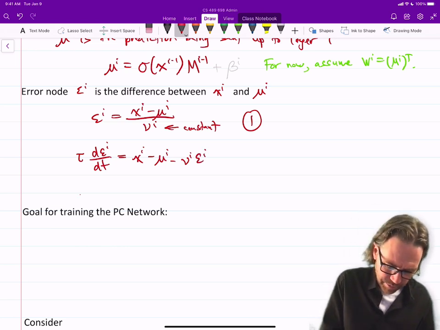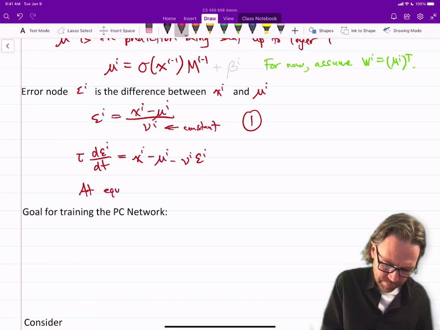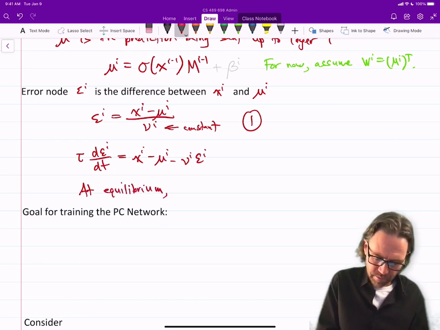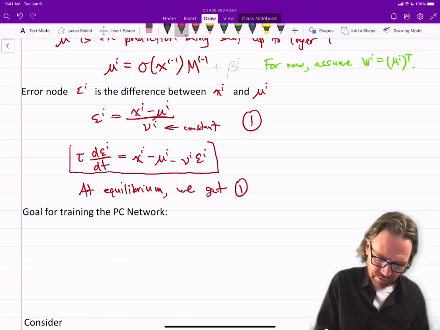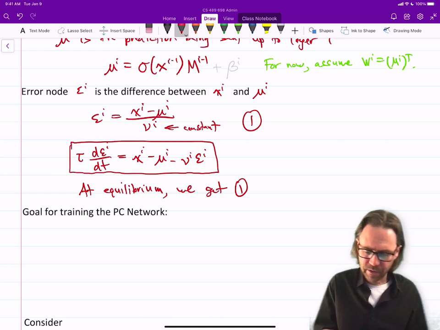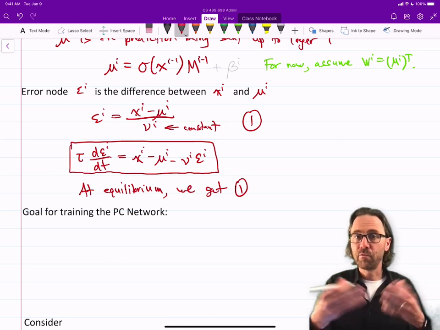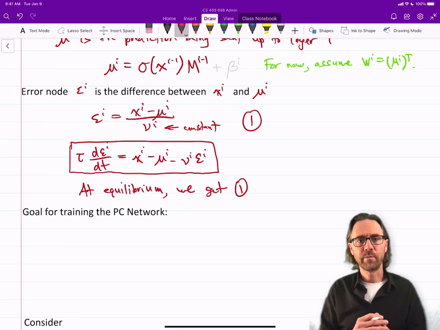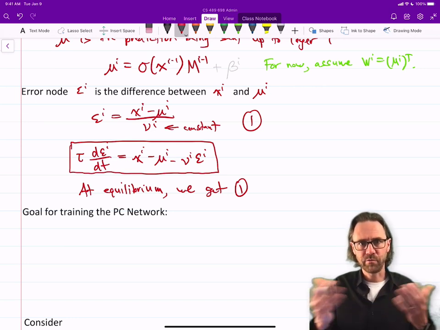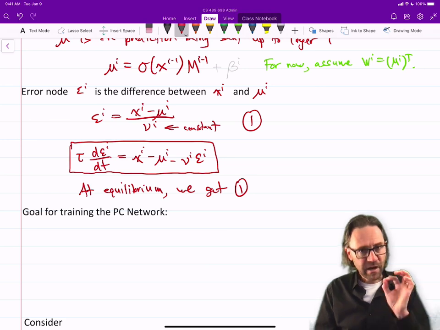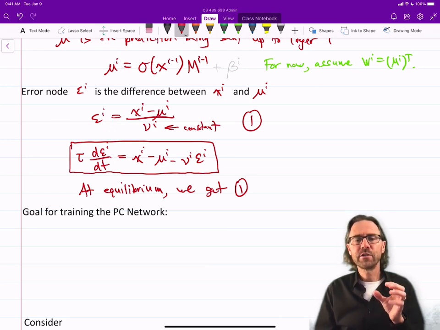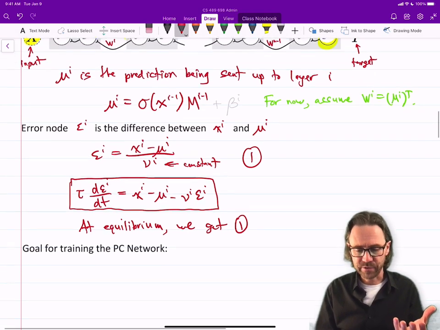So at equilibrium, we get 1. If you take that differential equation and run it to equilibrium, you'll see that 1 is the equilibrium solution. Epsilon equals xi minus mu I over eta I. So that differential equation is one of the differential equations that governs this model.